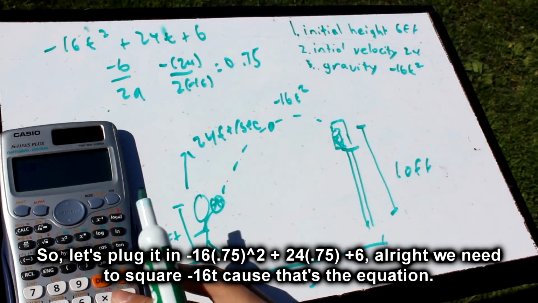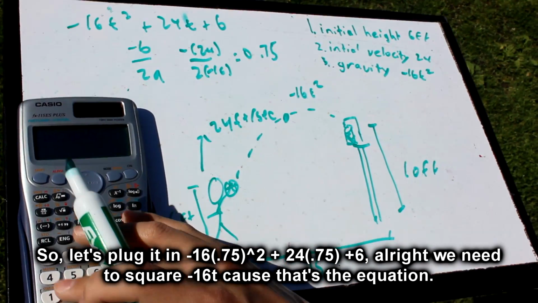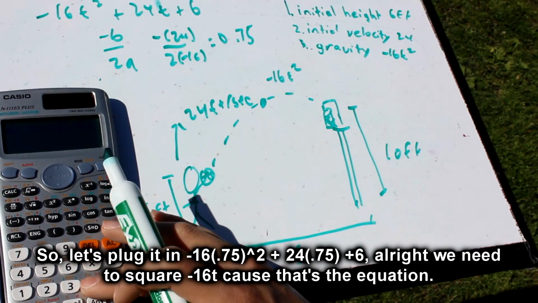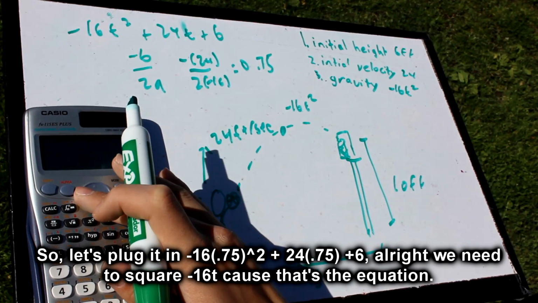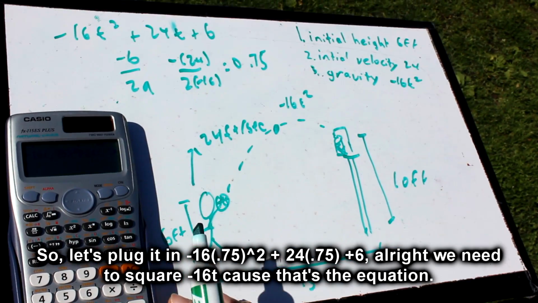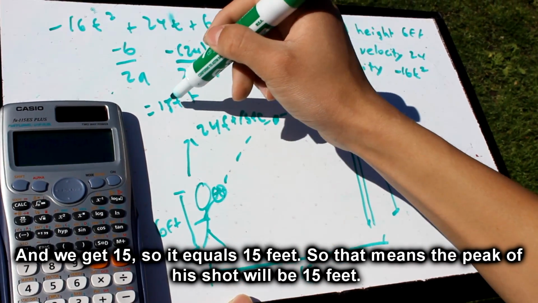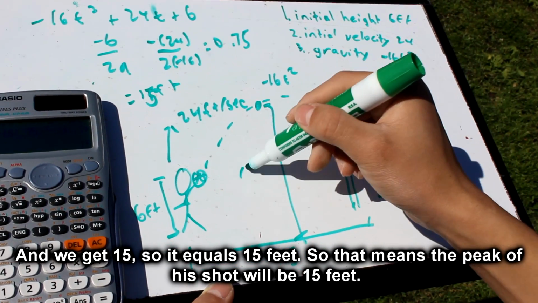So negative 16 times 0.75 squared plus 24 times 0.75 plus 6. We need to square the t, because that's the equation. And we get 15, so it equals 15 feet. That means the peak of his shot will be 15 feet.